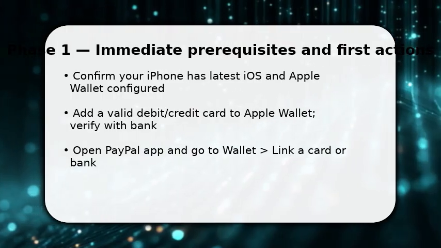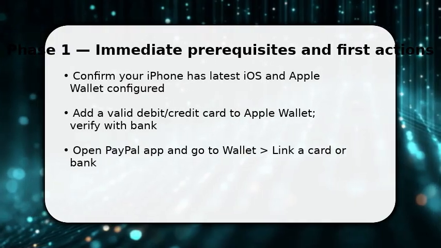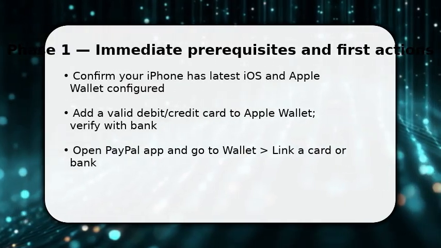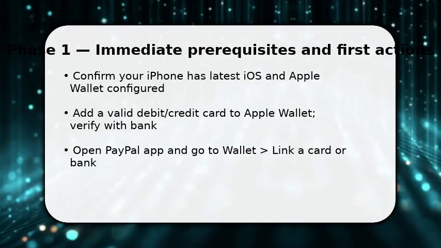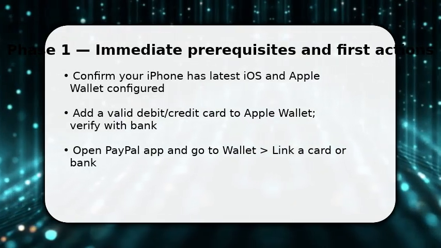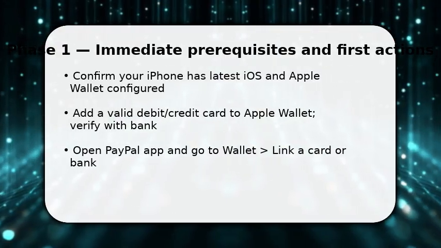Once done, open the PayPal app and tap Wallet, then link a card or bank. Choose the exact same card or enter its details manually. Make sure billing addresses match. This step creates a card record PayPal can charge. It does not yet route Apple Pay payments through PayPal automatically, but it establishes the funding.